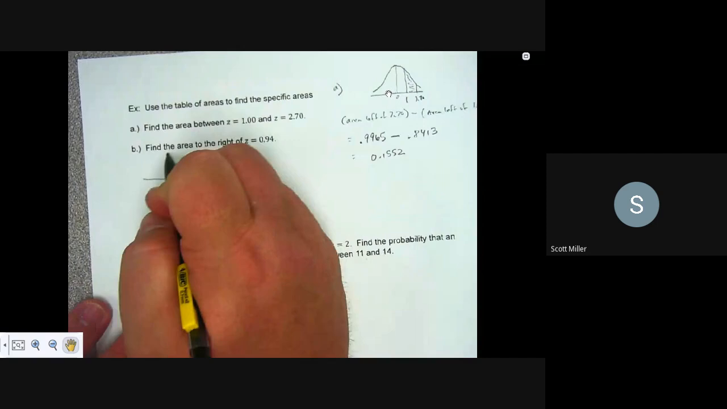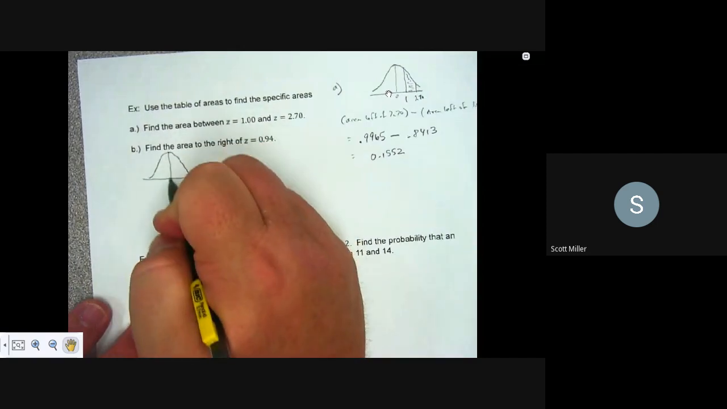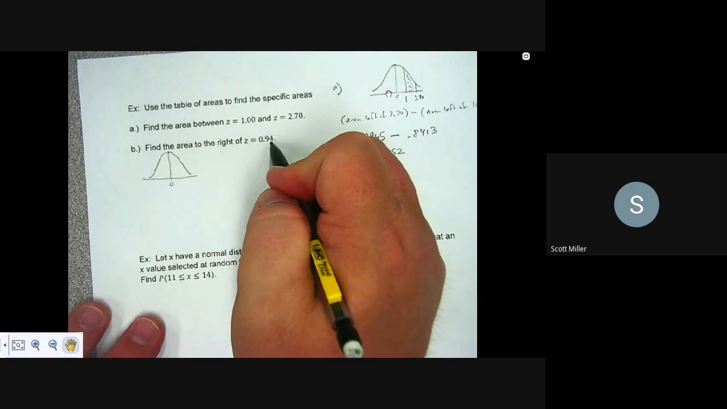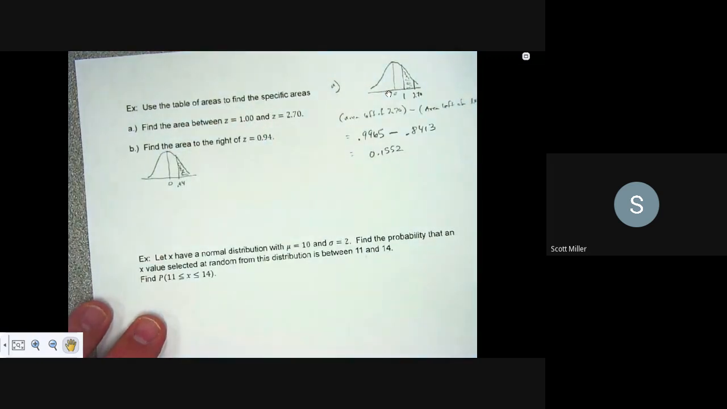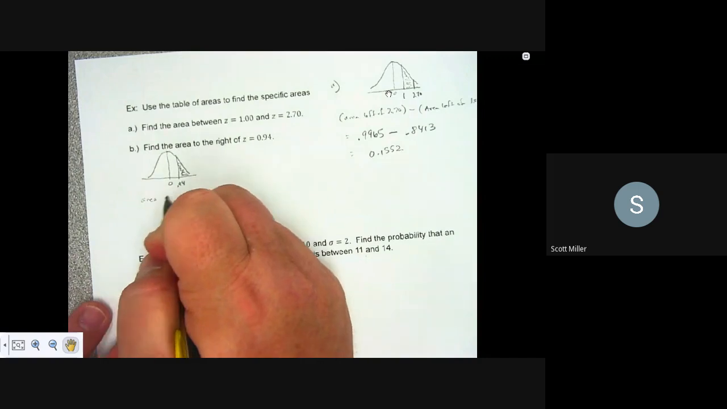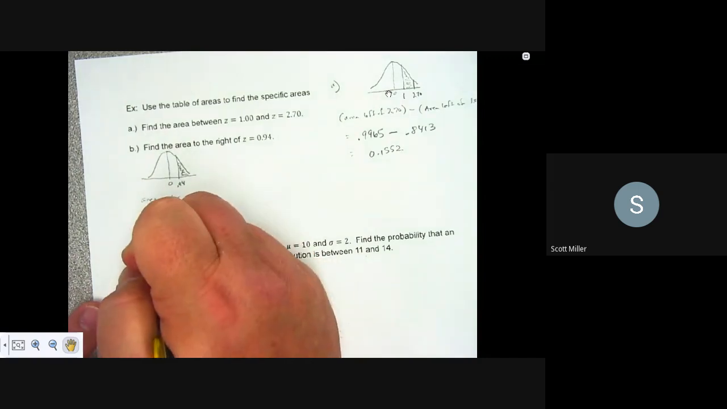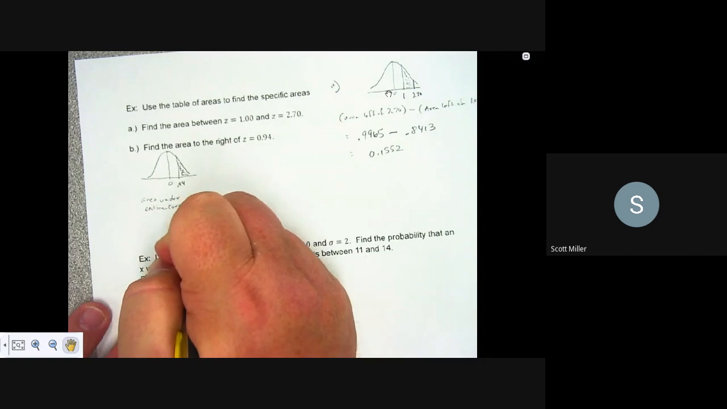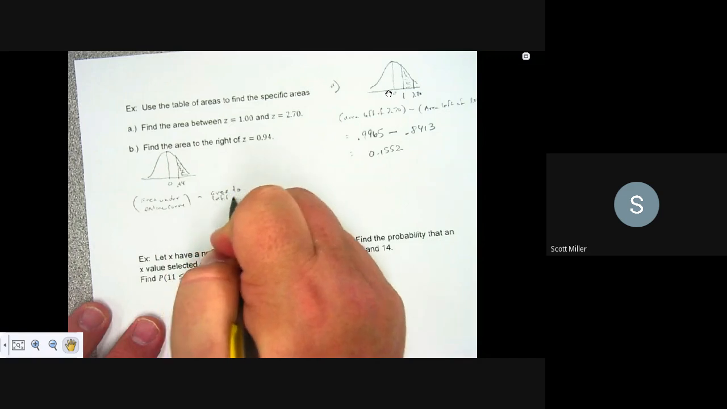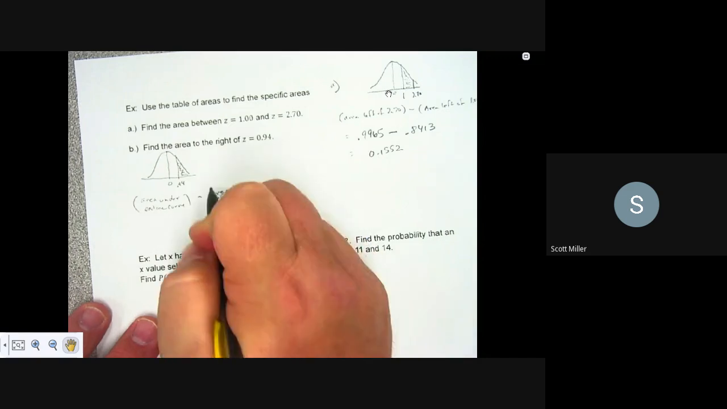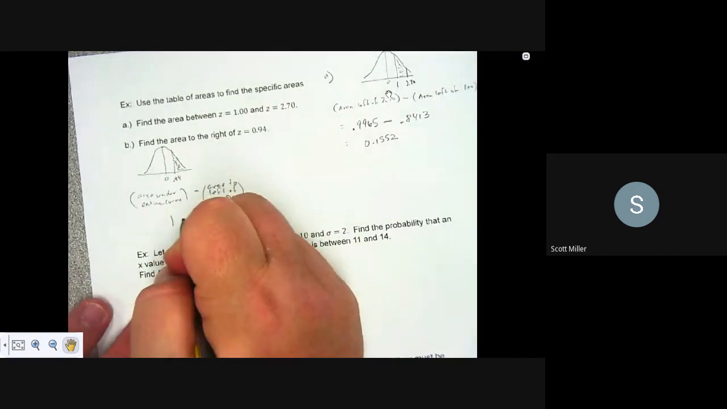Okay, and then this example was going to the right of our z. So again, draw a little picture. Here is the 0. 0.94 is the number above. I want this area over here, so I know I'm going to the right. To do that, I'm going to take the area under the entire curve and subtract the area to the left of 0.94. Well, the area of the entire curve is 1. And what is the area to the left of 0.94?